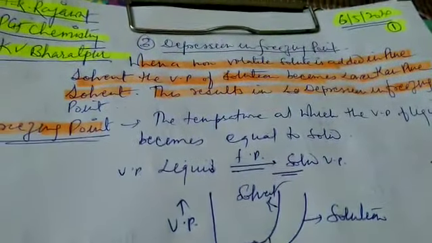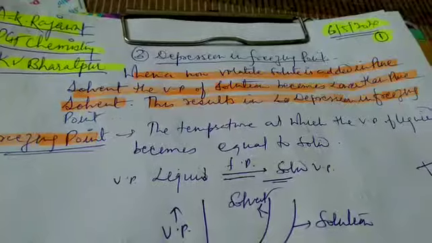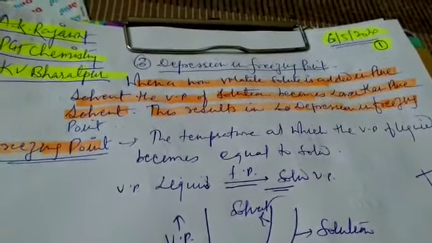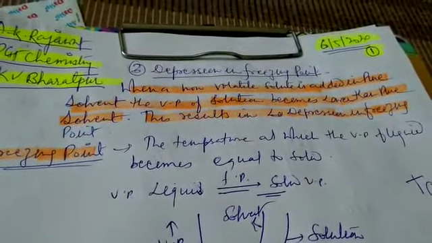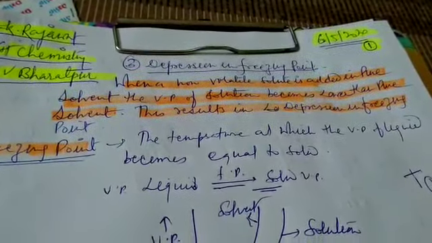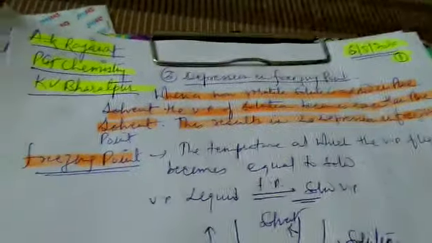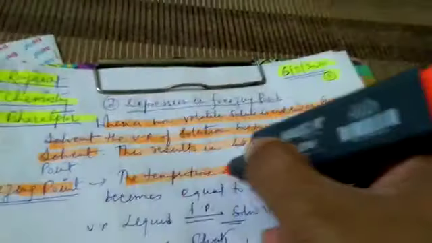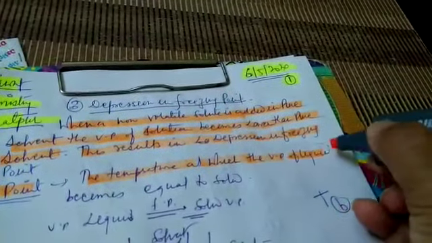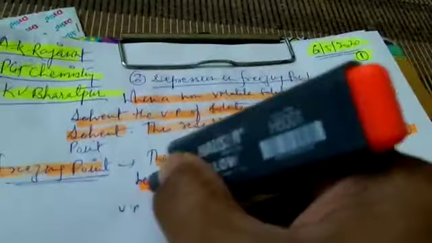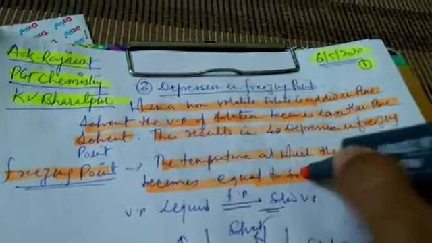Now, what is freezing point? As you know, during freezing, a liquid is converted to solid. So, the vapor pressure of liquid will be correlated with the vapor pressure of solid. So, the definition of freezing point will be the temperature at which the vapor pressure of liquid becomes equal to that of solid. Vapor pressure of liquid becomes equal to vapor pressure of solid.